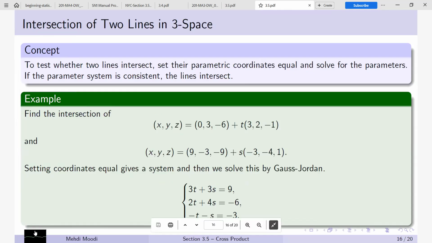This is where parametric equations stop being polite and start negotiating. We make the coordinates equal and then let row reduction settle the argument, like a referee with a matrix.